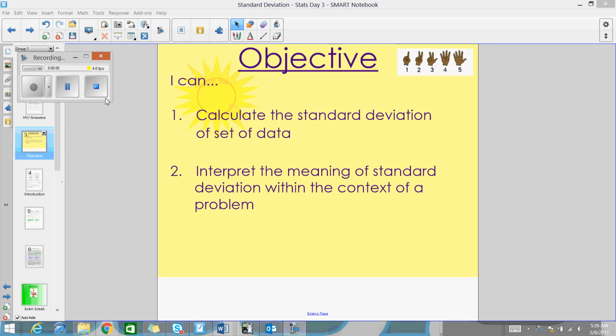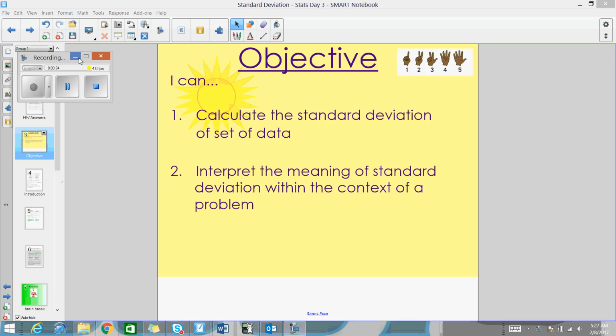Kids, so today we're going to talk about standard deviation and interpreting standard deviation within the context of a problem. We're going to go back over what we did yesterday, finding mean, median, min, max, Q1, Q3, range, IQR, all in our calculator, and we're going to talk more about what that means in context of problems as we did yesterday.